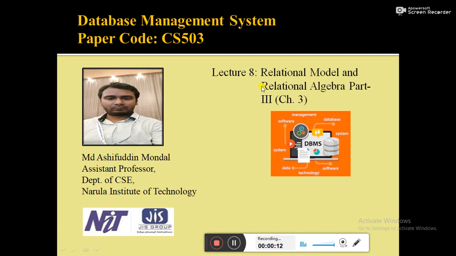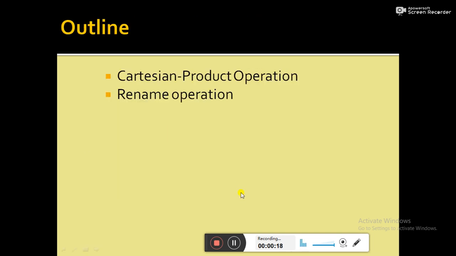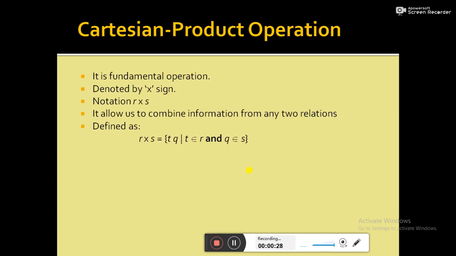This is lecture number 8 of this course, Relational Model and Relational Algebra Part 3. And these are the topics which I am going to cover during this lecture. I will discuss the Cartesian product operation with some examples, and then the rename operation. So first of all, I will discuss the Cartesian product operation.